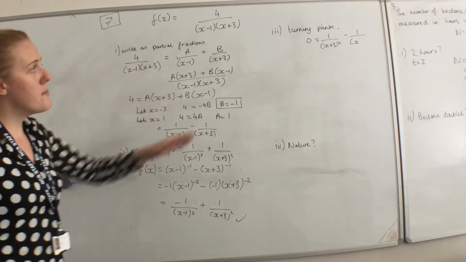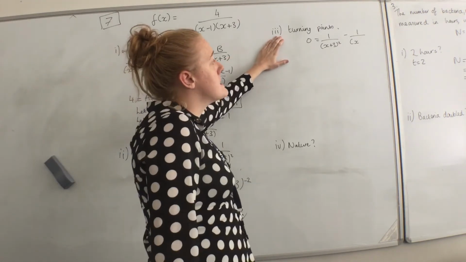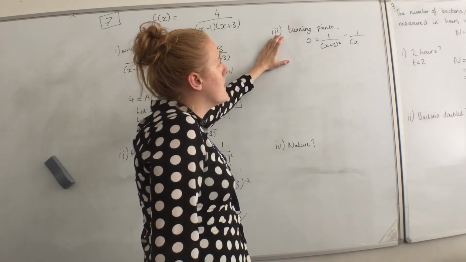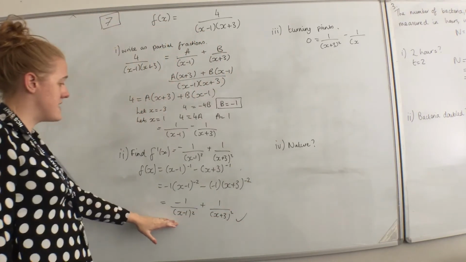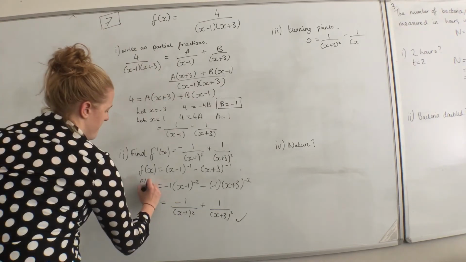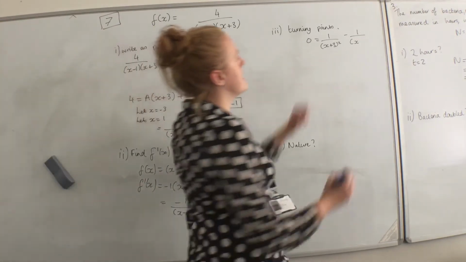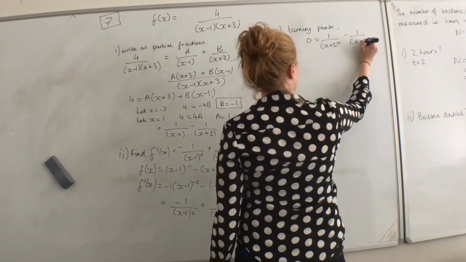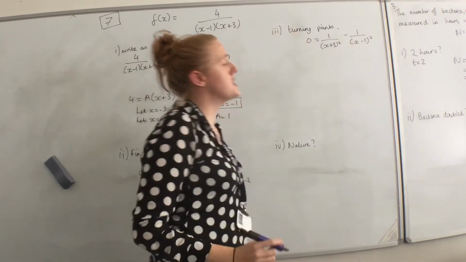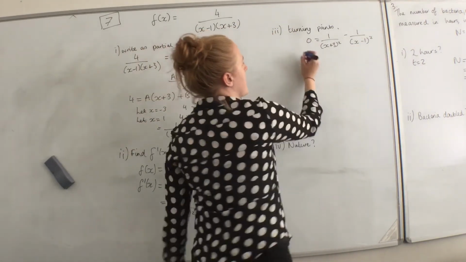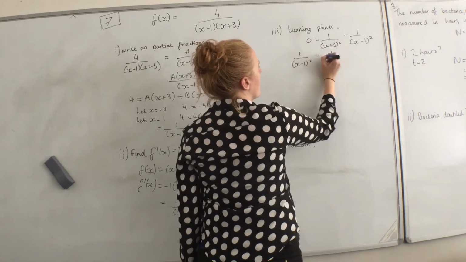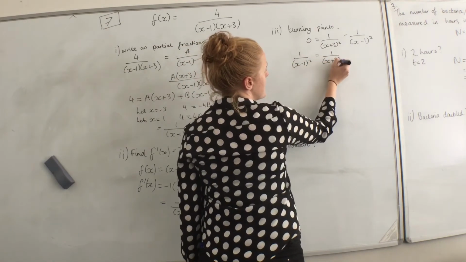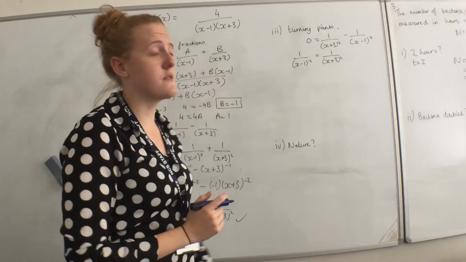Okay. Part 3 of the question asked me to work out the turning points of this. So what I needed to do is find out where this equaled 0. So what I did is started by writing in the equation, this equals 0, taking this over here. I've got 1 over x minus 1 squared is equal to 1 over x plus 3 squared. Now I just need to solve this for x.